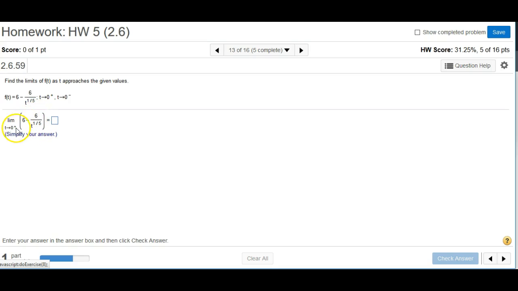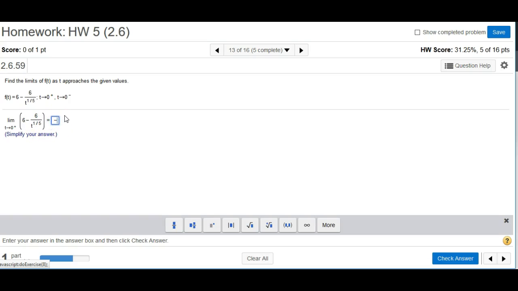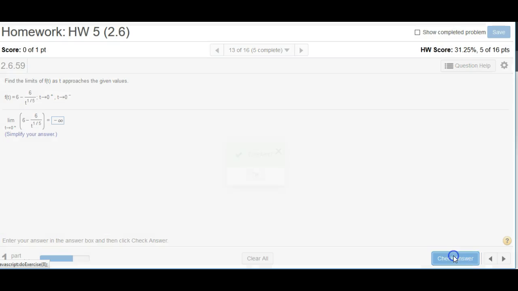6 over, now that's a tiny, tiny positive number. If I take the 5th root of a tiny, tiny positive number, it's still a tiny positive number. Okay, so 6 over a tiny positive number goes to positive infinity. So I have 6 minus positive infinity, then this whole thing goes to negative infinity. So we'll plug in negative infinity, check our answer, and we're good to go there.